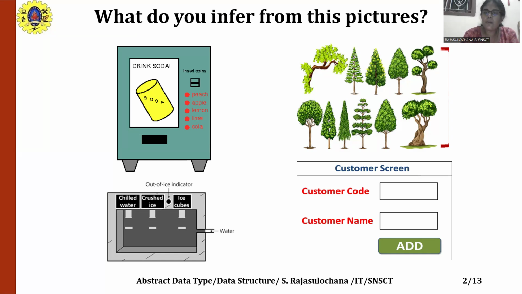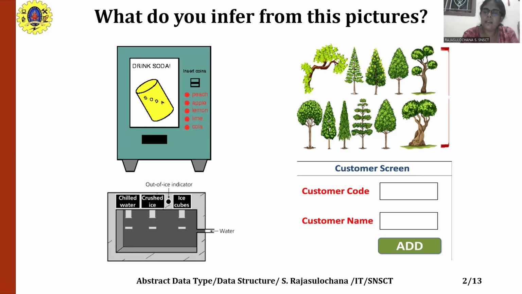The third one shows some kind of growing trees. And the last one is the customer screen. If you want to add customer details, you can enter the customer code and his name, and by clicking the add option, you can add the customer name. So in all these four screenshots, you could see what data is involved, what data is used, and what operations are performed.